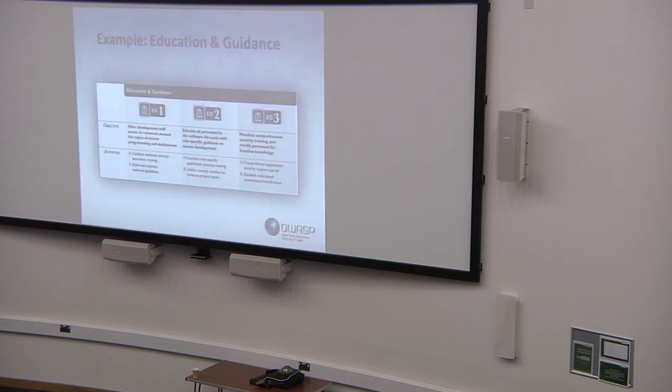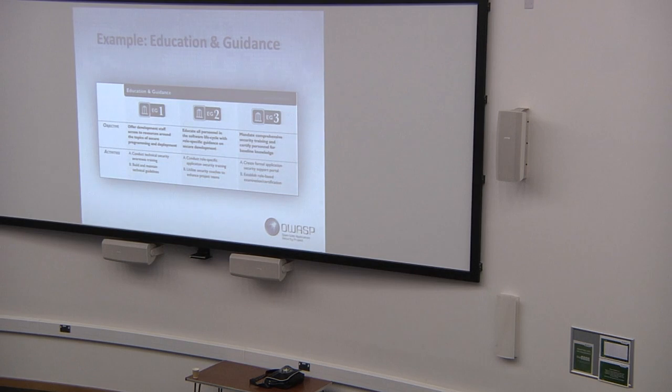Now, every practice in itself has a number of concrete activities that can be implemented in an organization. Let's take an example here. For instance, the security practice education and guidance has a number of activities that can be implemented. And actually, every security practice is organized into different maturity levels. And this is really where the maturity model comes into play. So you have different maturity levels increasing every time.